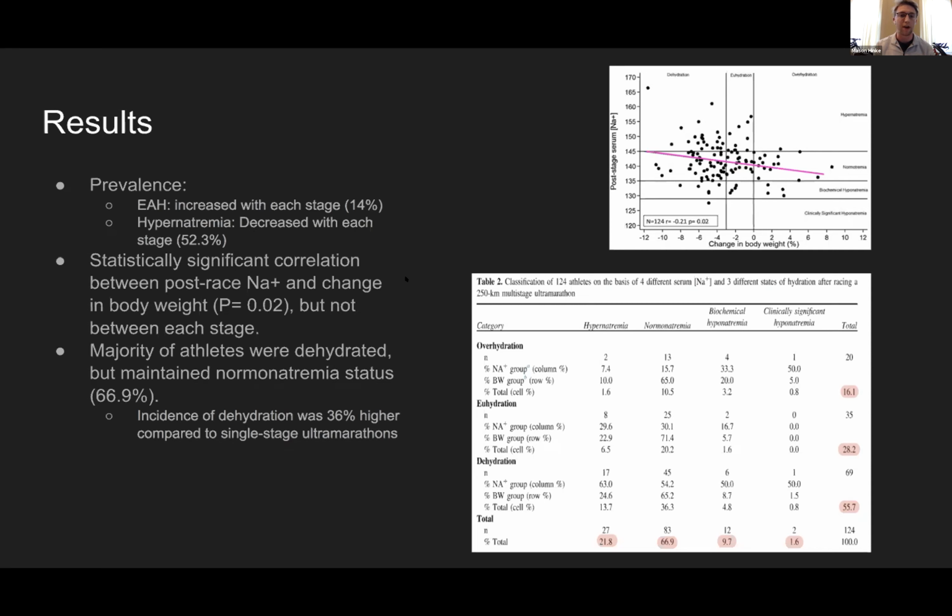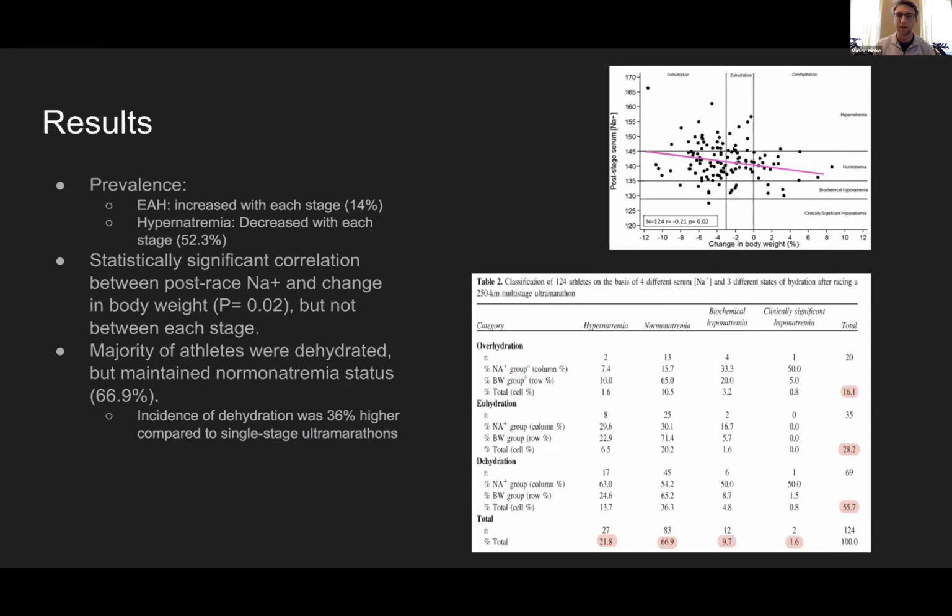And that was a p-value of 0.02. And we can also see this correlation here of negative 0.21. So as you can see, as you're dropping your body weight, you get a decrease in sodium levels too. So throughout the race, a majority of the athletes were dehydrated. That was 55% of people.